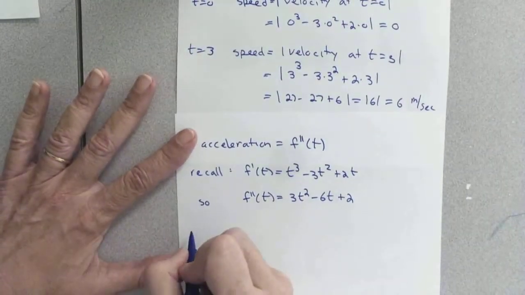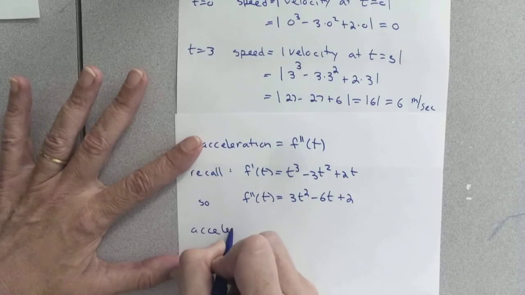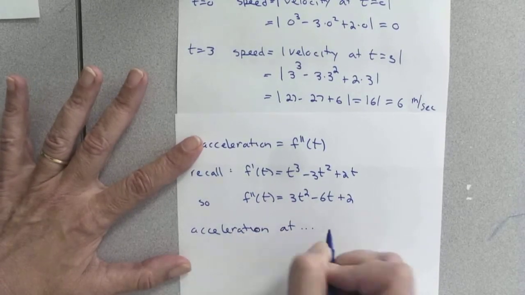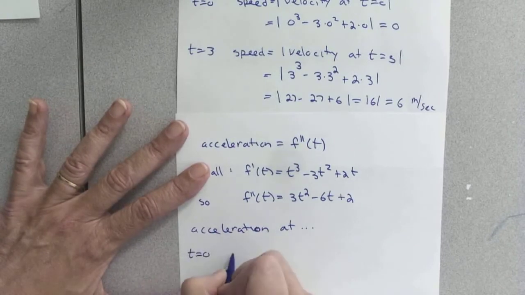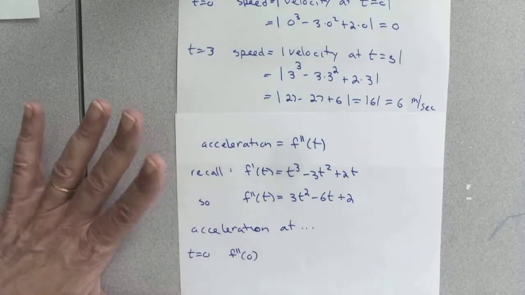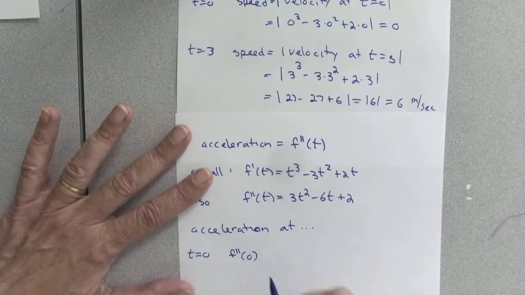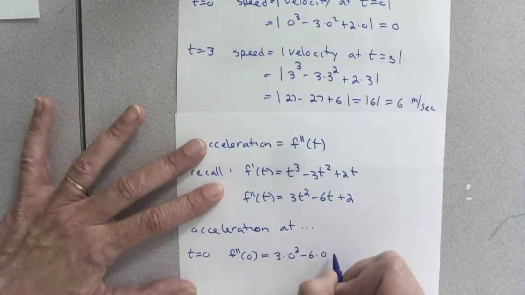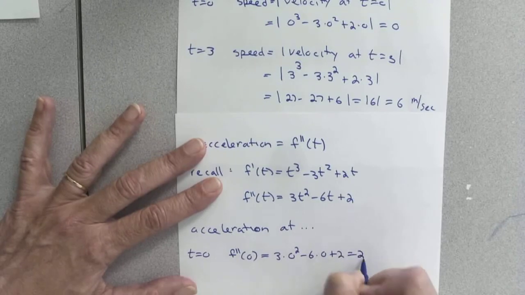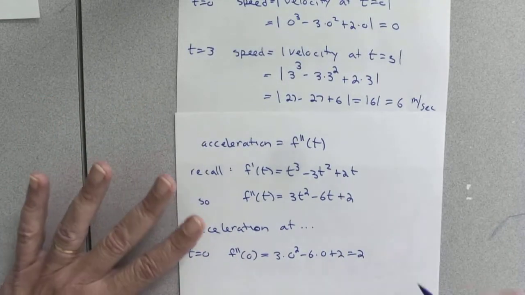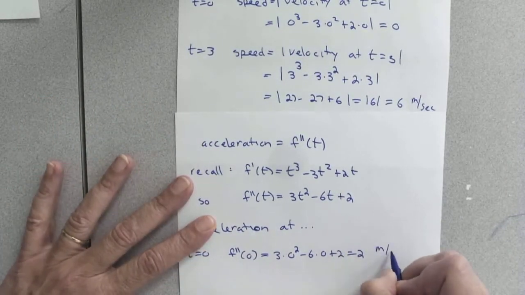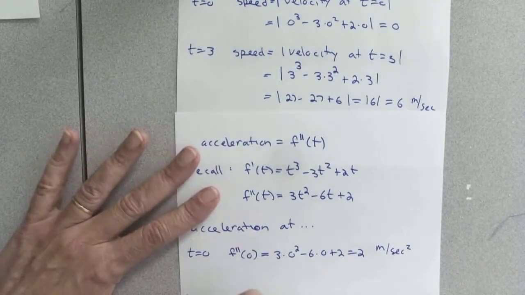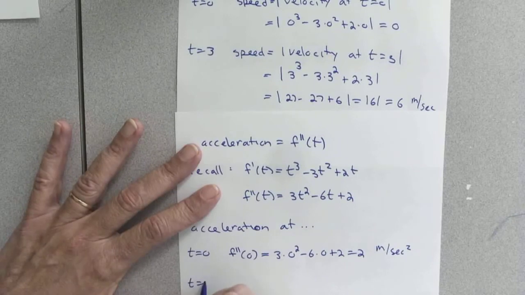And then they said at the endpoints, so the acceleration at t equals 0 is just going to be my second derivative at 0. So 3 times 0 squared minus 6 times 0 plus 2, which would be 2. And if we care about the units, that would be meters per second squared. I'm a math person, I don't care that much about the units.